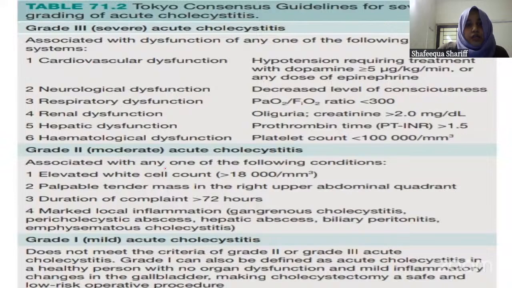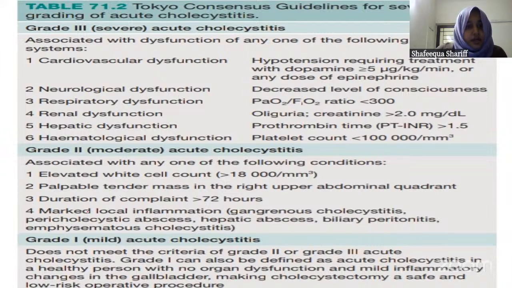So how will you classify the cholecystitis: mild, moderate, or severe acute cholecystitis? In mild, they have just said that it does not meet the criteria of grade 2 or grade 3 cholecystitis. So basically, grade 1 cholecystitis is just acute cholecystitis features in a healthy person, who should not have any organ dysfunction, or just mild inflammatory changes.